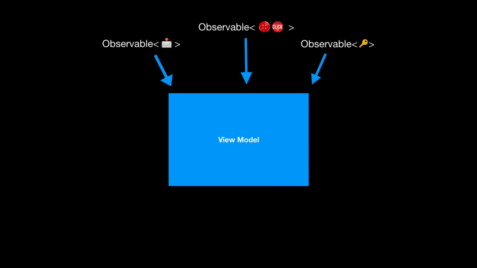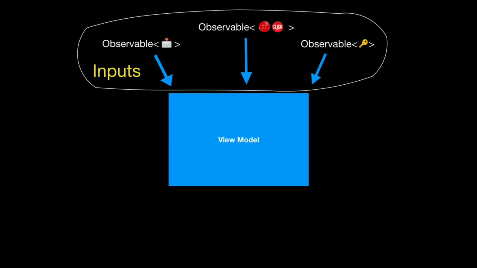So let's see the view model a little bit closer. The view model takes several inputs. So it has an observable of the email typed by the user, an observable of the password typed by the user, and an observable of whether the sign-in button is clicked or not. And these constitute the inputs of the view model.